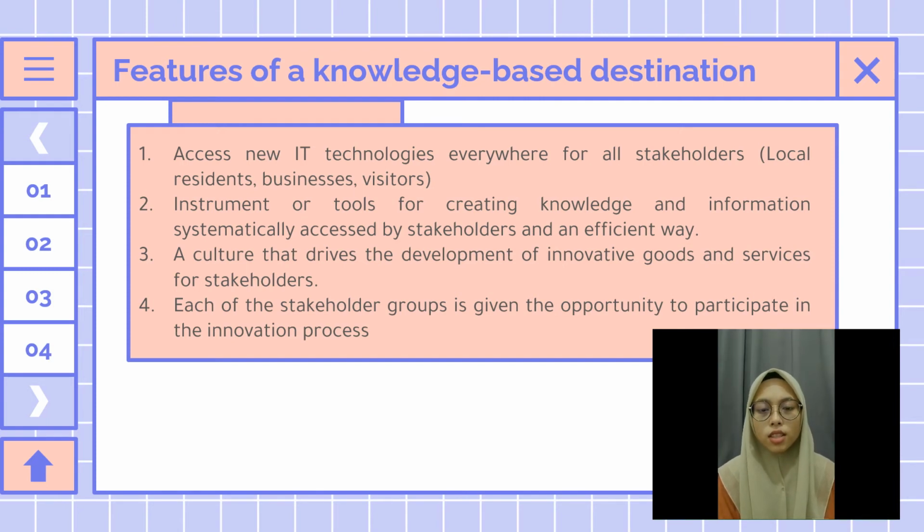It can be easier to gain some information. Secondly, the instruments or tools for creating knowledge and information are systematically accessed by stakeholders in an efficient way. Thirdly, a culture that drives the development of innovative goods and services for stakeholders. Lastly, each stakeholder group is given the opportunity to participate in the innovation process so that they will get some experience and knowledge about the destination.